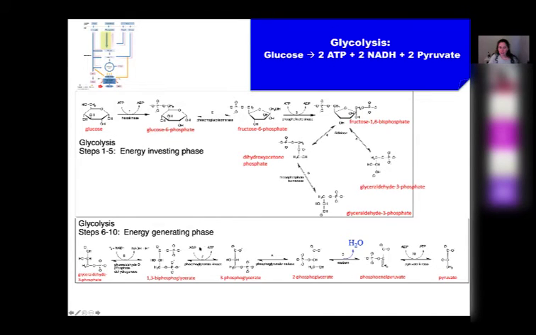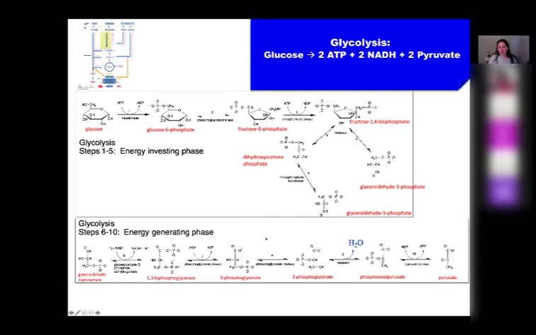So if you notice this whole process here, it's only written out once, but it does occur twice because you started with 2 molecules of this glyceraldehyde 3-phosphate. So we'll have to double all of the output from the second phase, which is the energy generating phase.